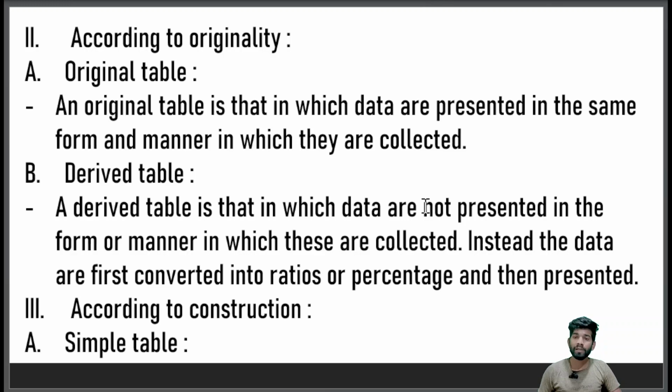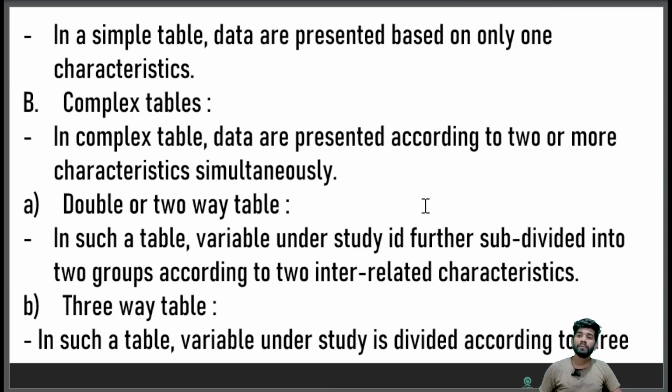A derived table is one in which data are not presented in the manner in which they were collected. Instead, the data are first converted into ratios or percentages and then presented. The third one is according to construction, in which the first subtype is the simple table. In a simple table, data are presented based on only one characteristic. Then complex tables. In a complex table, data are presented according to two or more characteristics simultaneously.